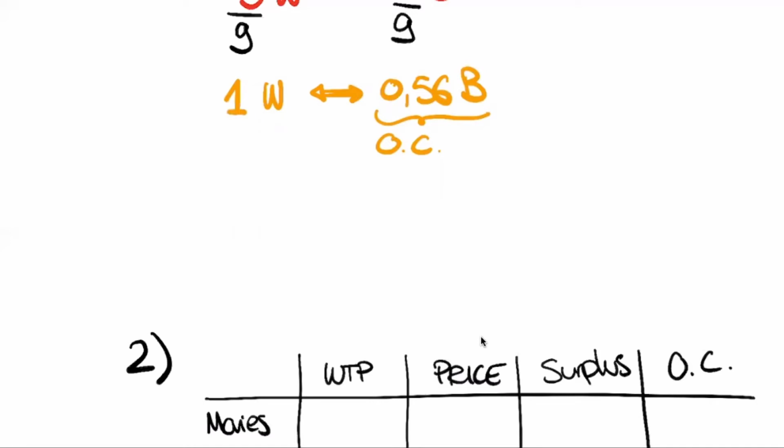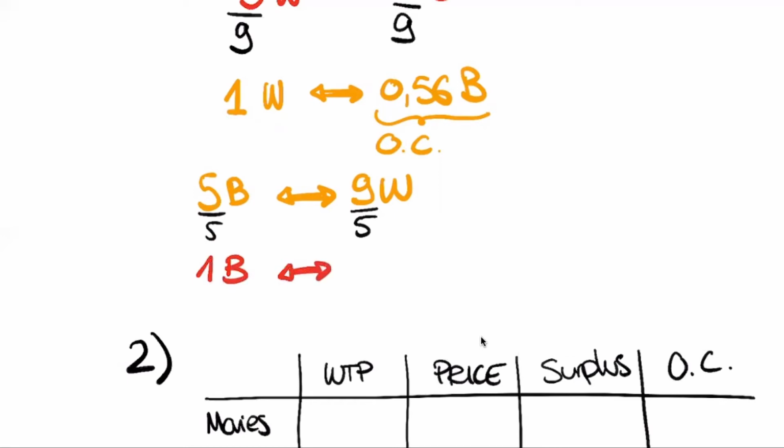So if we looked at it the other way around and said that 5 tons of beer are equivalent to 9 tons of wine, I divide both sides by 5 this time to get 1 ton of beer is equal to 1.8 tons of wine. So basically, producing 1 ton of beer costs me, or costs France, 1.8 tons of wine. They could have produced 1.8 tons of wine.